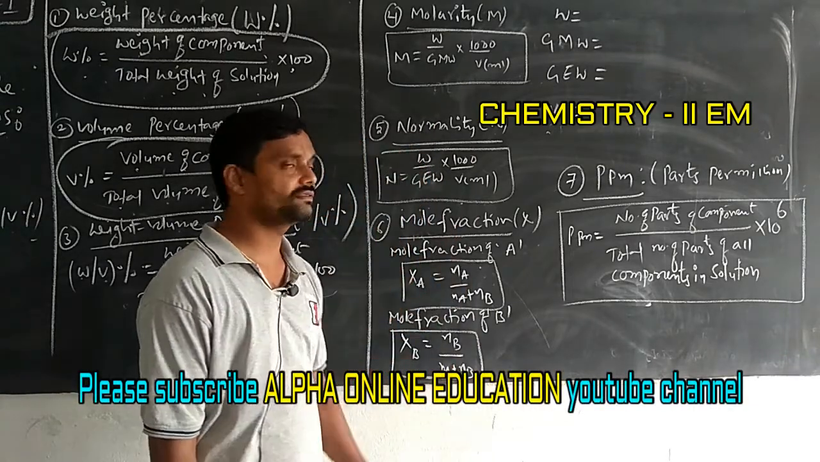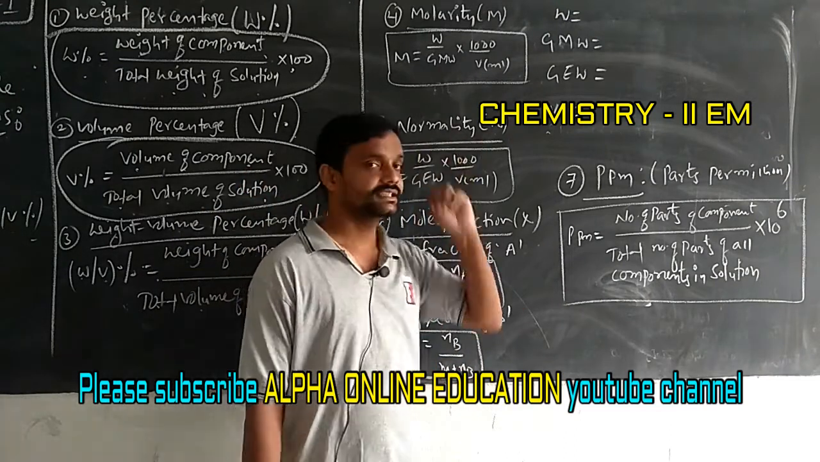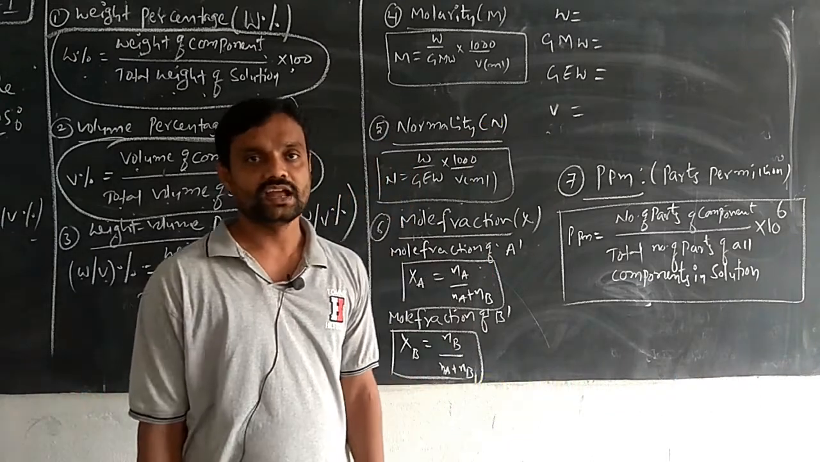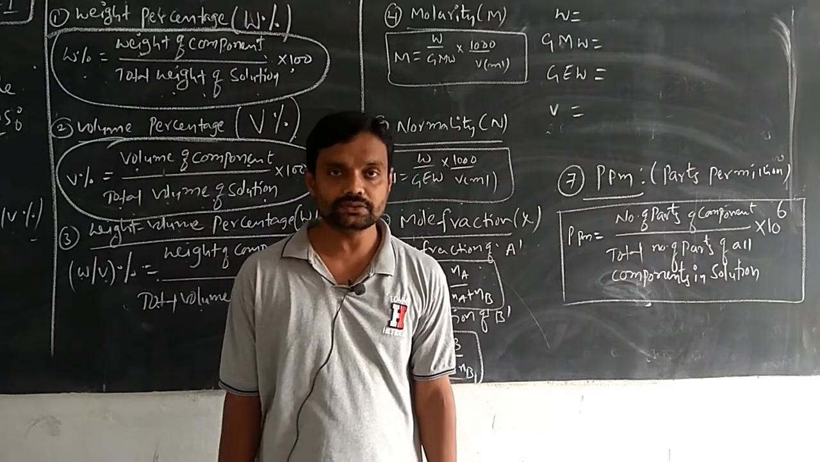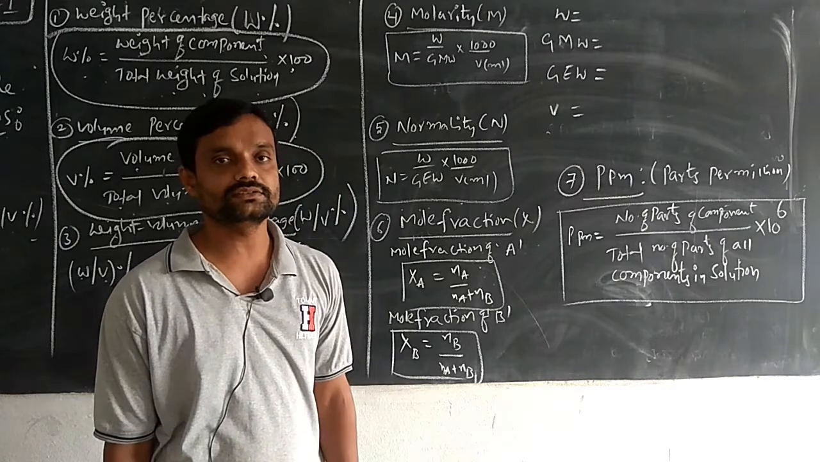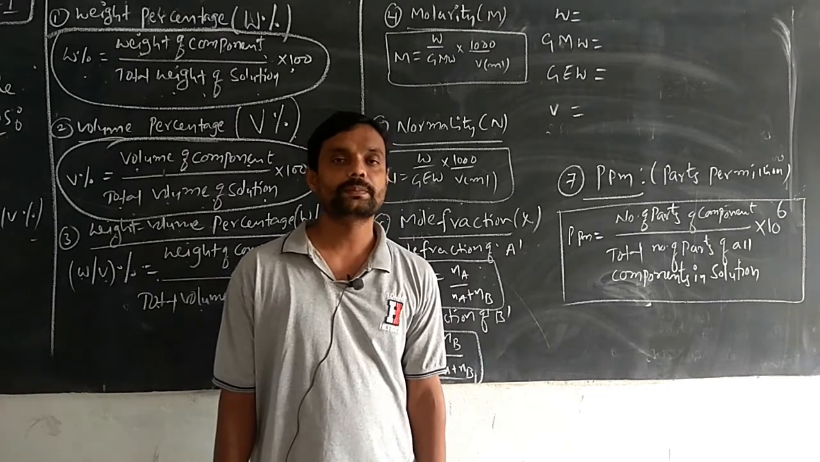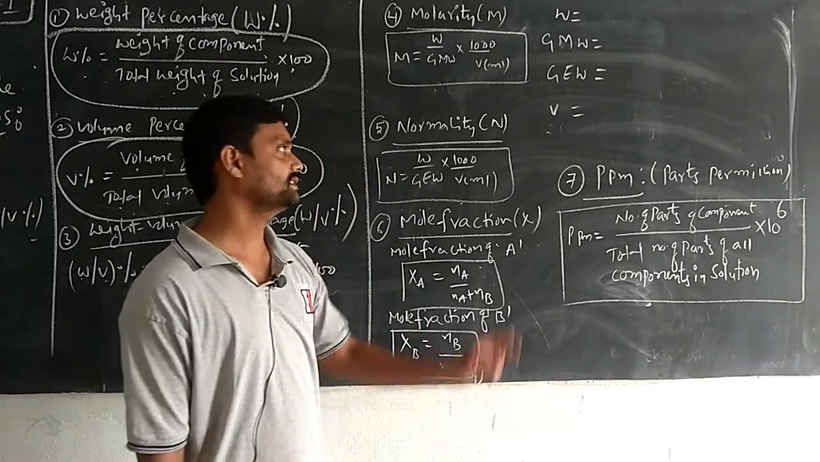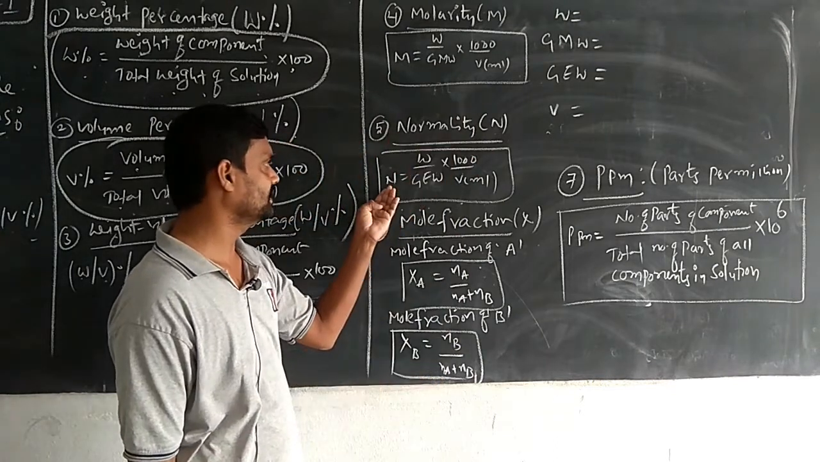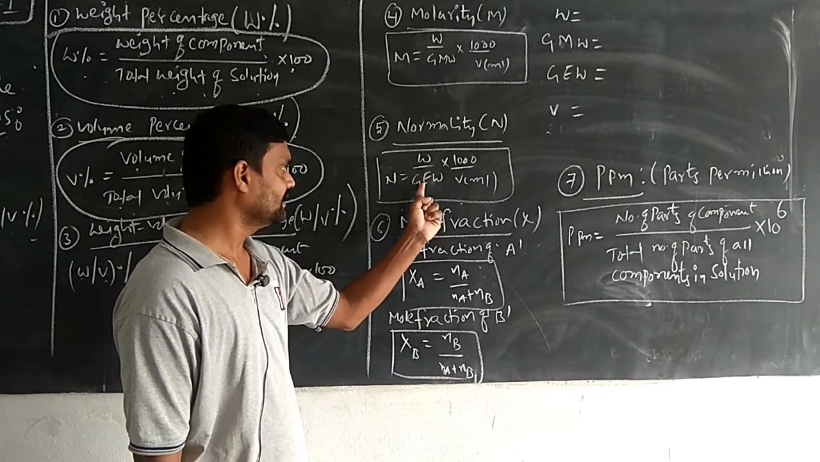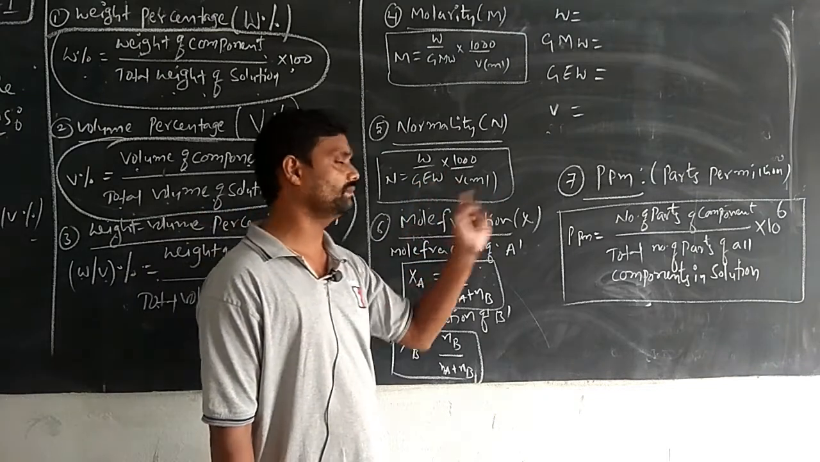Next we move to another method, that is the normality of the solution. Normality is indicated with the capital N, and it can be defined as the number of gram equivalents of a solute present in 1 liter of the solution. Then the formula for normality: N is equal to W by GEW into 1000 by V milliliters.